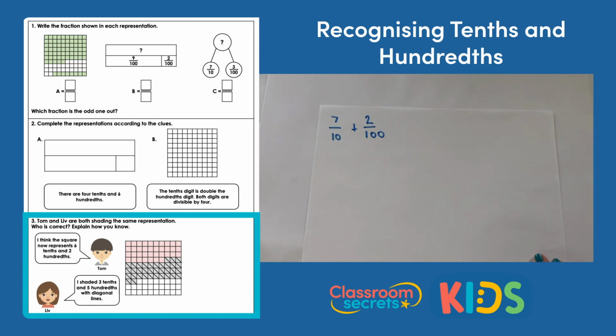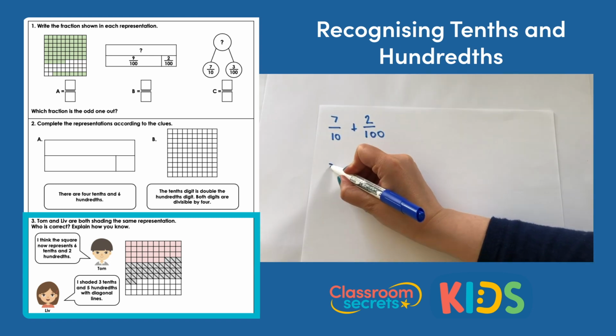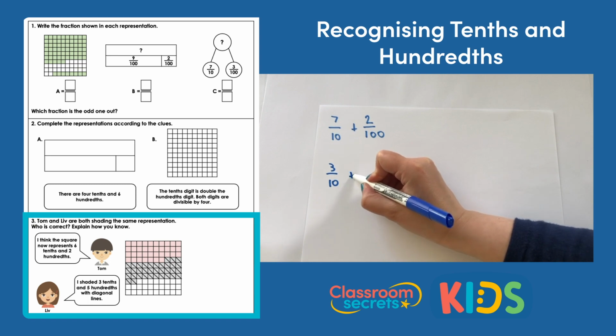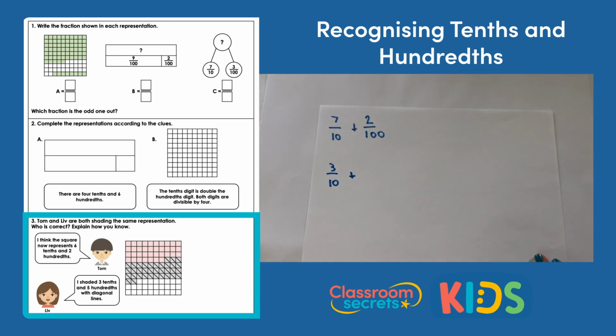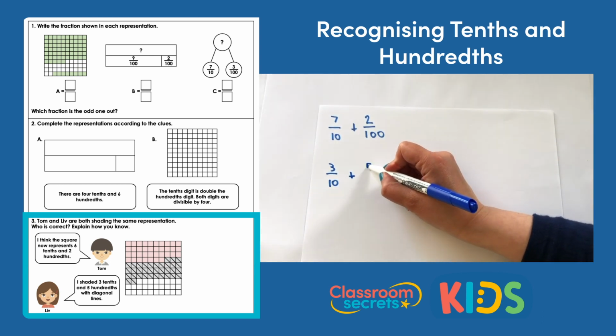Let's check what Liv said. I shaded 3 tenths and 5 hundredths with diagonal lines. So again, we can start by looking at the full rows. There are tenths, and we have 1, 2, 3. So Liv definitely had 3 tenths. Let's see how many hundredths she had. They go into 2 different rows here. So we have 1, 2, 3 at the end of that row, plus 2 more. So that's 5 hundredths.